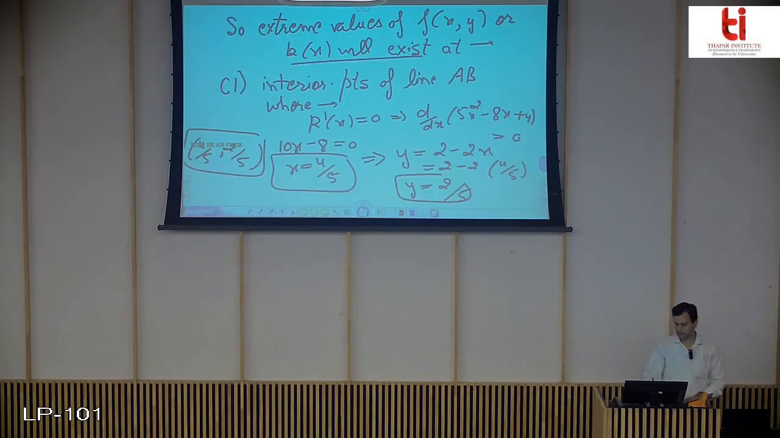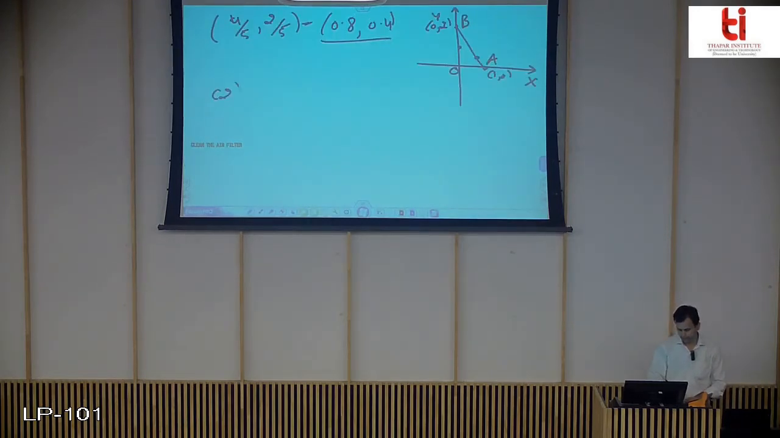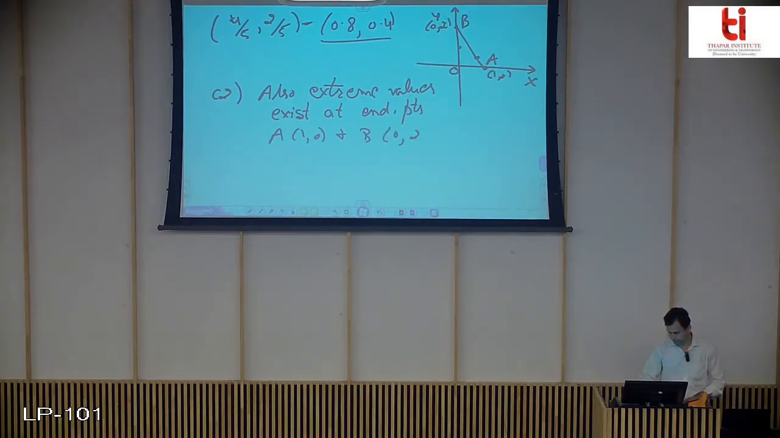Extreme values will exist at the interior point, and also at the endpoints A and B. And at these points we have already found the results. We already found these values while we were working with the line segment OA and OB. So this completes your checking of the extreme values on the boundary of the given region.